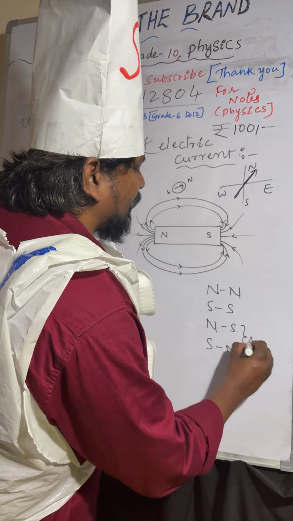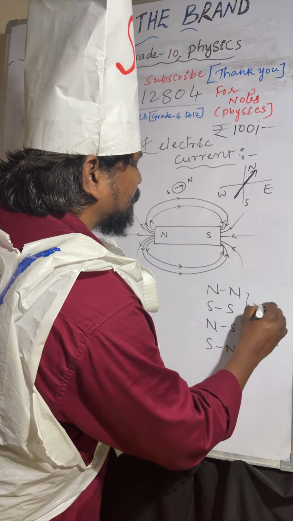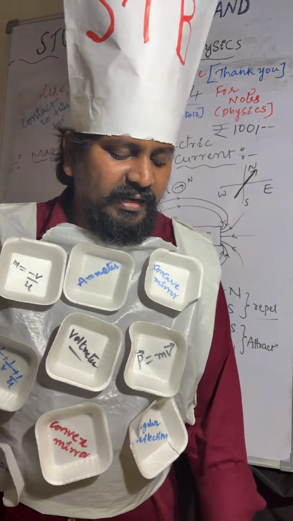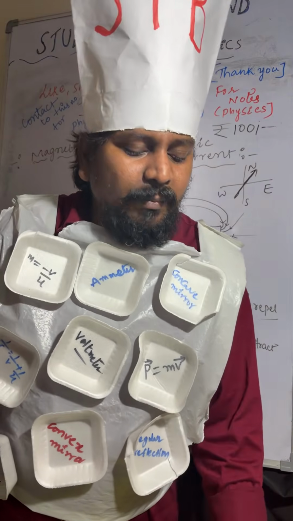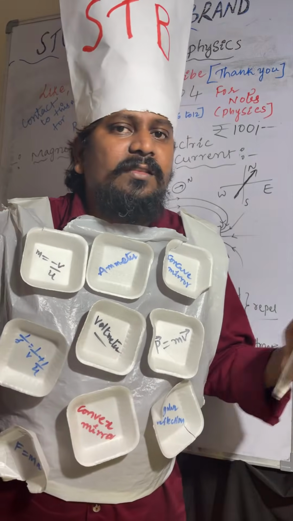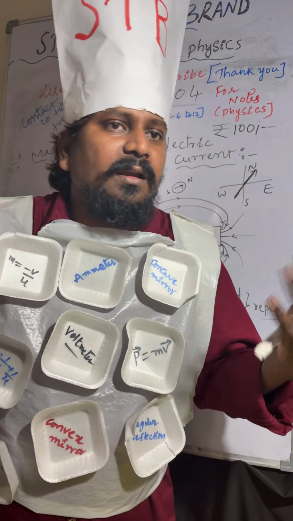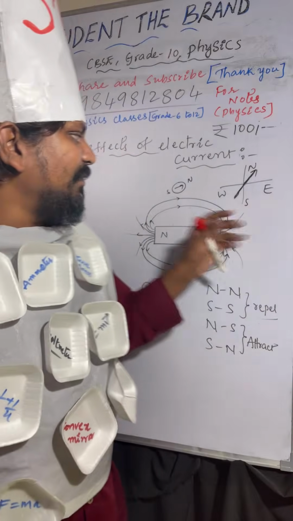So these two attract, and these two repel. I hope it is very clear. Two dissimilar poles, north and south, south and north, will attract. North, north repel. South, south repel. Right? So this is very important.